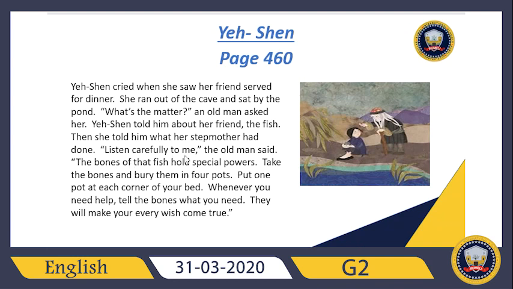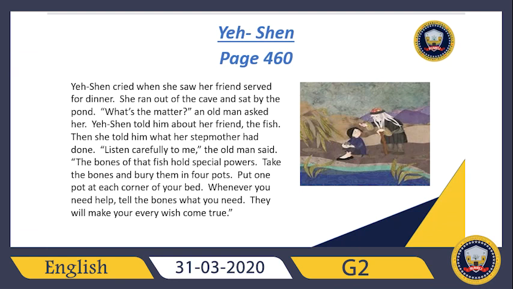"Listen carefully to me," the old man said. "The bones of that fish hold special powers. Take the bones and bury them in 4 pots. Put 1 pot at each corner of your bed. Whenever you need help, tell the bones what you need. They will make your every wish come true."